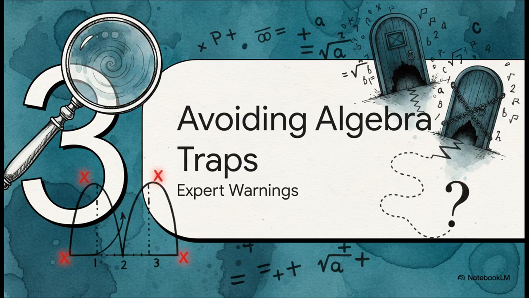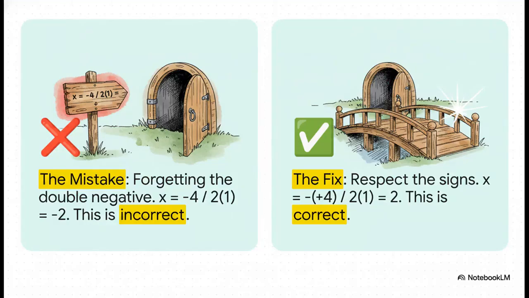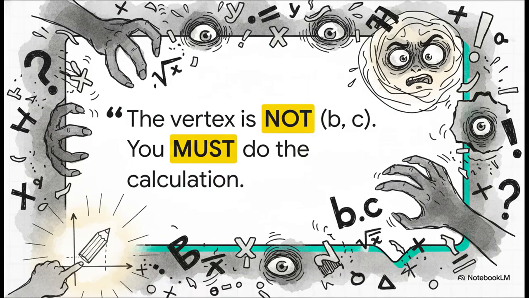Now, every good detective needs to know the common traps, right? The little tricks that are designed to mess you up. So let's go over the 2 biggest mistakes that can completely derail an investigation like this. This is the big one. The number 1 most common trap is forgetting about that double negative. The formula is negative b over 2a. So if your b value is already negative, like it was in our first case, you get a negative of a negative, which of course becomes a positive. Forgetting this is the single fastest way to get the wrong answer. And here's the second major trap. Oh, it's so tempting to just look at the equation, grab the b and c values, and just call it a day. Don't do it. The vertex is never (b, c). You absolutely must do the calculation.